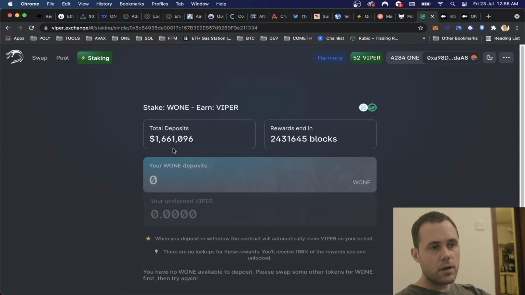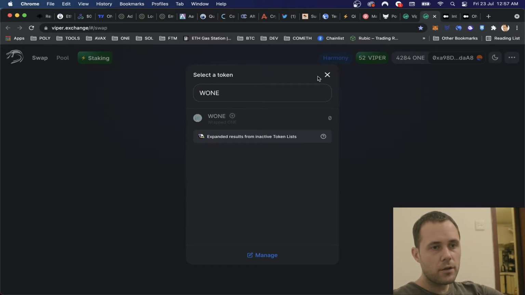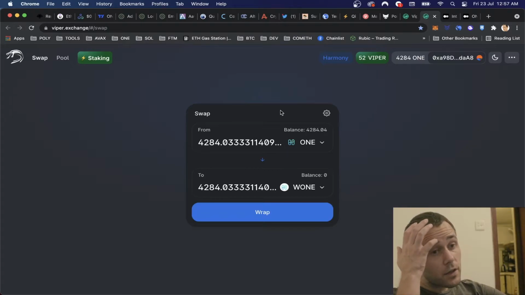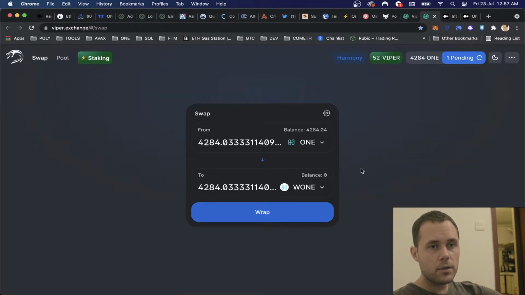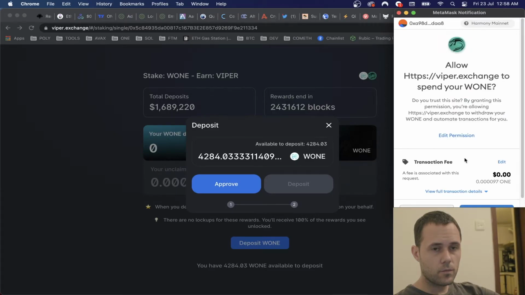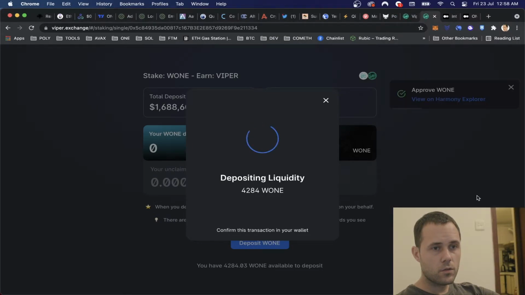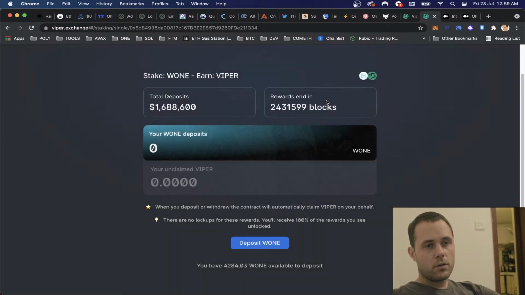Okay, so first of all, I need to get wrapped one. How do we do that? Okay, so it's fairly easy actually. We just search wrap one. You can click it here, and then just on the swap, select how much you want to do and wrap. So now we can deposit. Approve this. Deposit, confirm. There you go, boyakasha.